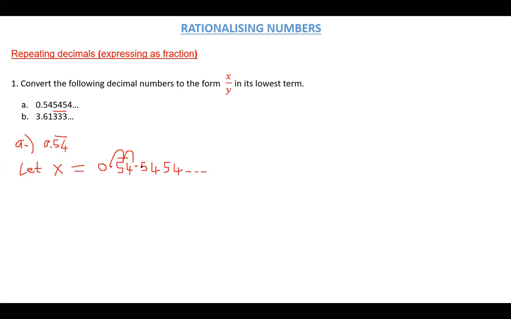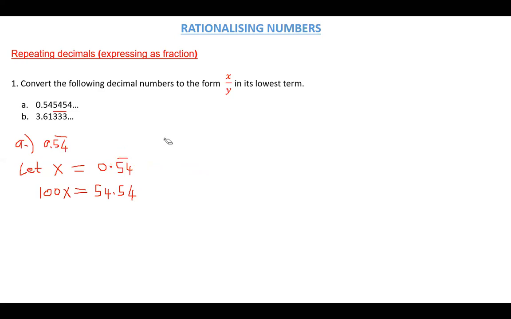So after moving it, this side I'm going to add 2 zeros to the 1, since I've moved 2 steps there. Then this is what I'm going to have: 54.54 bar. So let me just erase this. Okay.